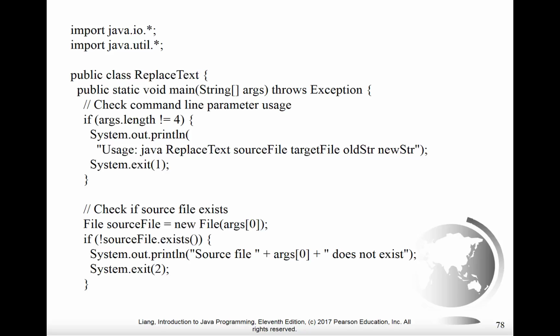If we do not detect 4 arguments on the command line, in other words, if that if statement where we say if args.length is not equal to 4 is true, then it'll pass, and what will happen is we will print out a little polite message reminding the user that they're not using the program correctly, and we will say usage: java ReplaceText source file target file old string new string. And then of course we do a System.exit(1).